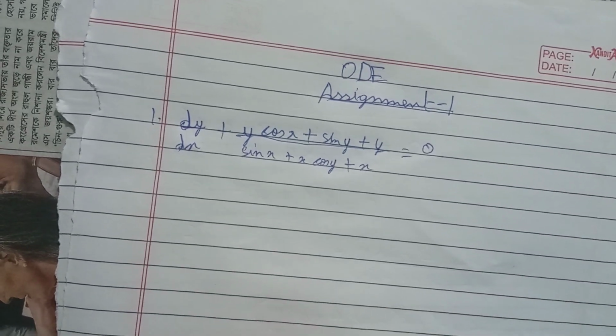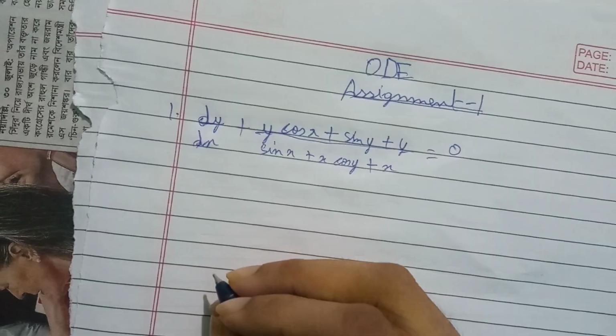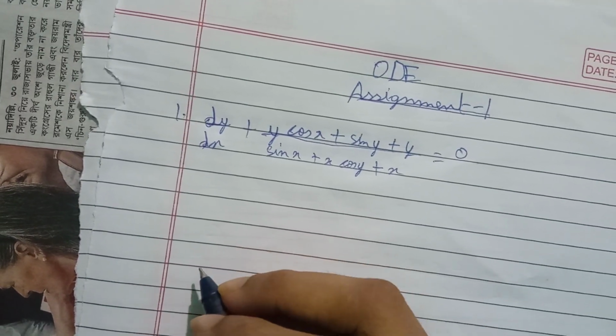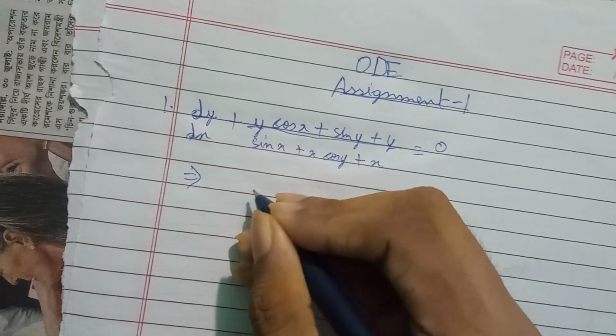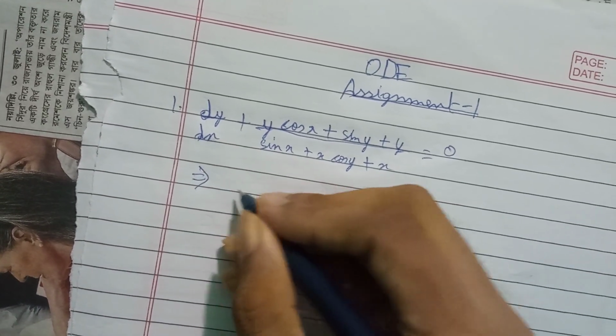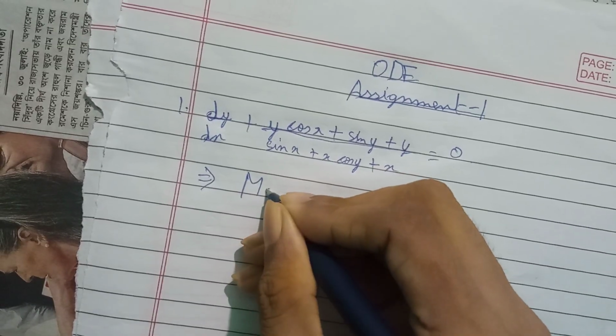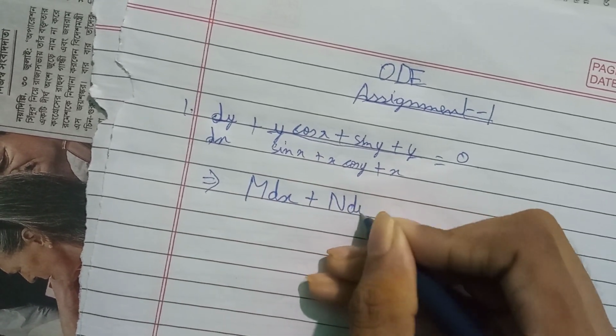Hello everyone, I am Ritik Roy and today I am going to solve my first assignment on maths of ordinary differential equations. So this is the sum. First we need to find out whether it is an exact differential equation or not. For that we are going to use the formula M dx plus N dy equals 0.